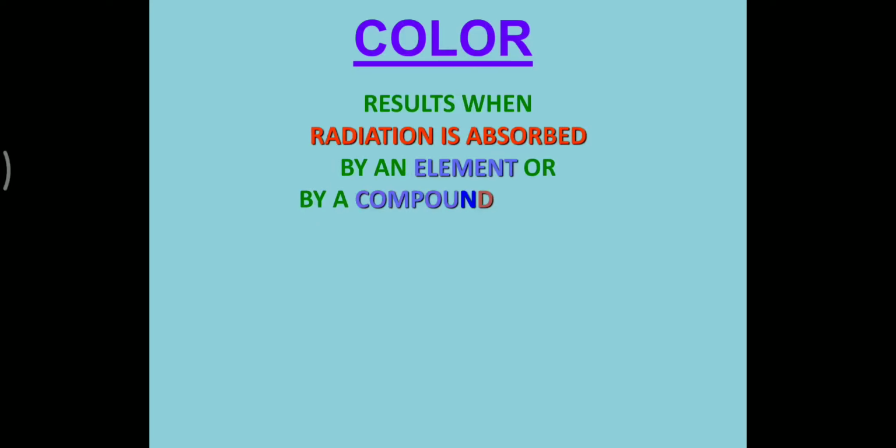Color results when radiation is absorbed by an element or by a compound formed through a reaction. If you want to develop a color, especially in colorimetric estimation of copper, we put copper sulfate solution in different volumes, 2, 4, 6, 8 like that. Then you add 1:1 ammonia in the same quantity to each standard flask. So you get a color. That color is due to formation of the cuprammonium sulfate complex.